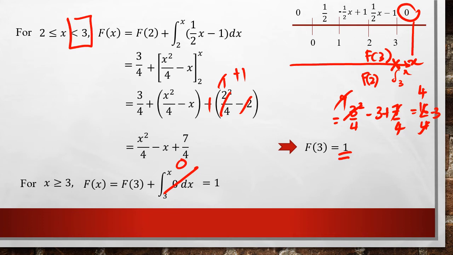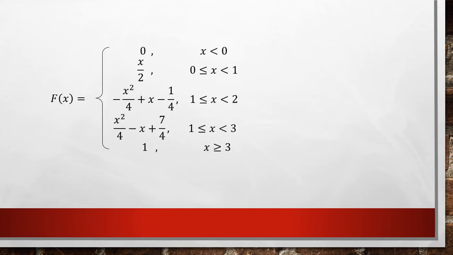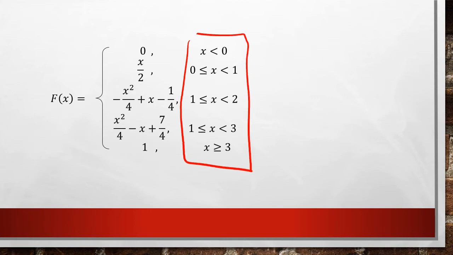Now we have found the cumulative for each of the intervals, so we need to write down the final answer. The capital F of x can be written as 0 for the interval x less than 0; x over 2 for the interval 0 to 1; negative x squared over 4 plus x minus 1 over 4 for the interval 1 to 2; x squared over 4 minus x plus 7 over 4 for x in between 2 to 3; and lastly, 1 when x is more than or equal to 3. For these intervals, you have to follow the PDF intervals. Don't change the equality or inequality sign, okay?